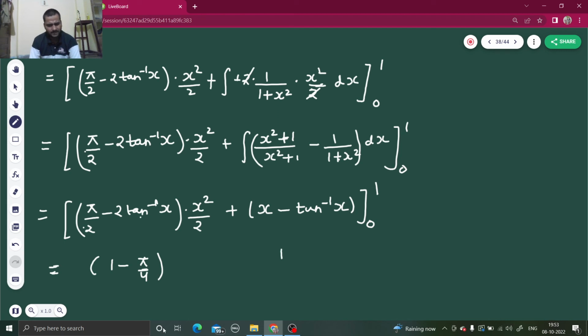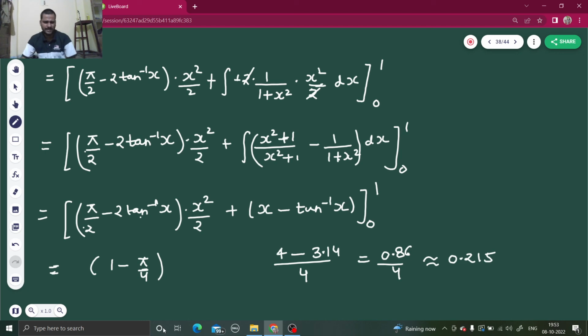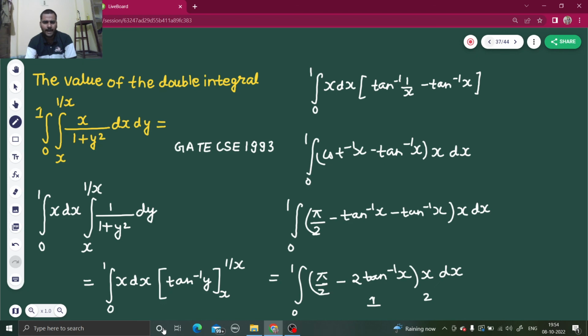If this is a numerical type question, the value of pi is 3.14, and you can take LCM. So this becomes 4 minus 3.14 divided by 4, so this is 0.86 divided by 4 approximately. You can take the value as 0.215, approximately. So near around you can give the answer. Okay, so I hope you understood this.